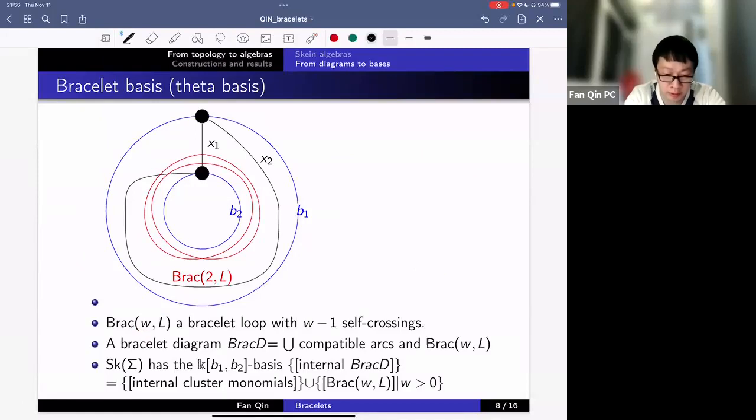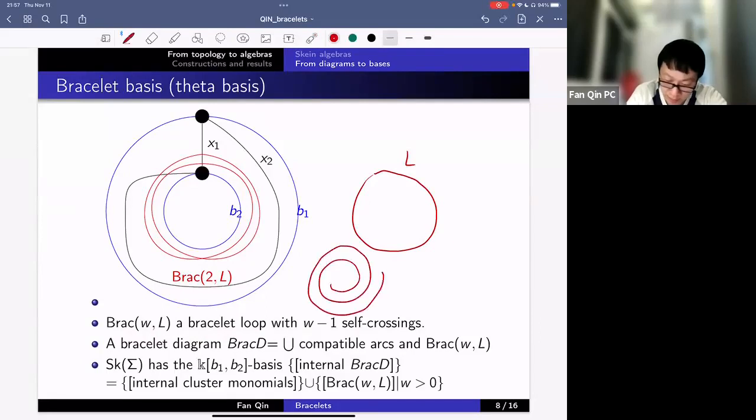So here in this example, we have a loop L. This is a very easy non-trivial loop. And the bracelet WL, this is what I call the bracelet loop. This is a loop with W minus 1 self-crossings. So here you see that if you go around this annulus twice and using a closed loop, this will give you the bracelet 2L. And if you go around it 3 times, this will give you the bracelet 3L.